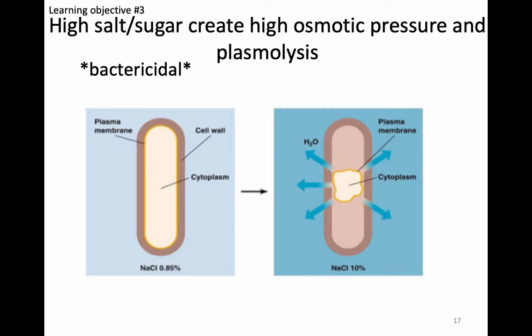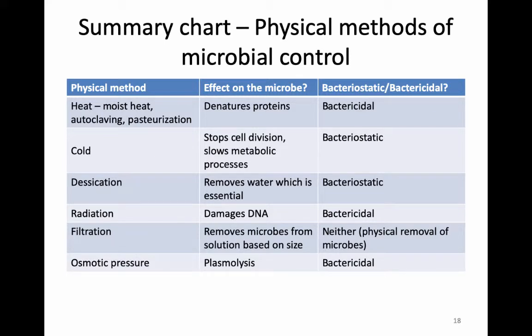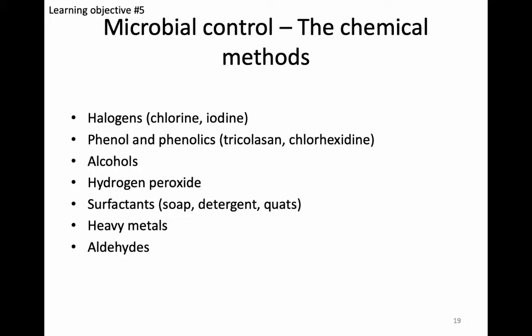The cell wall remains with the same structure, but the cell membrane will shrivel and the microbe will die. So this is bactericidal. This summarizes all of those. It tells you the effect on the microbe and then whether they're bacteriostatic or bactericidal. So these are all the physical methods of microbial control. The chemical methods are just a list of chemicals.